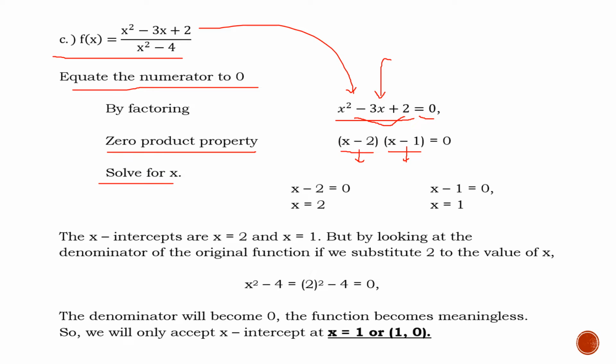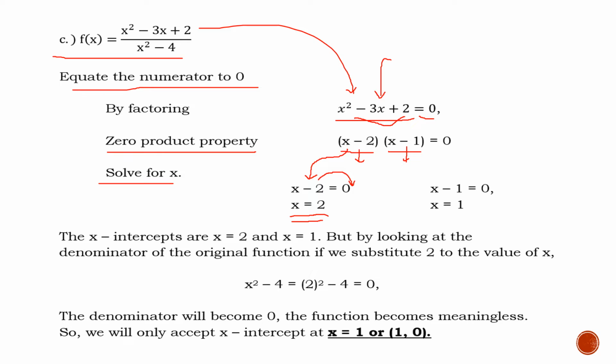Now, solve for x. If we're asked to solve for x, we just simply equate x minus 2 to 0. And the resulting value is x equal to positive 2, because if we transpose negative 2 to the other side of the equation from negative to positive, it makes the value of x equal to positive 2.